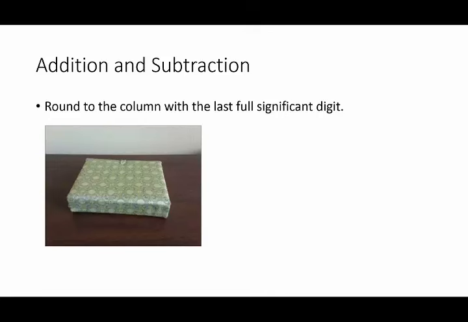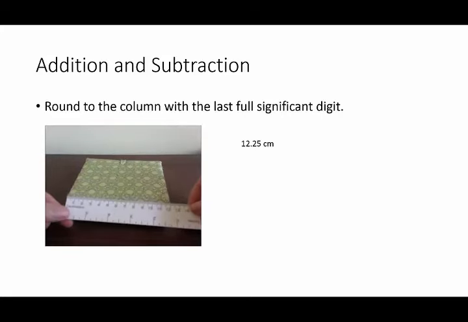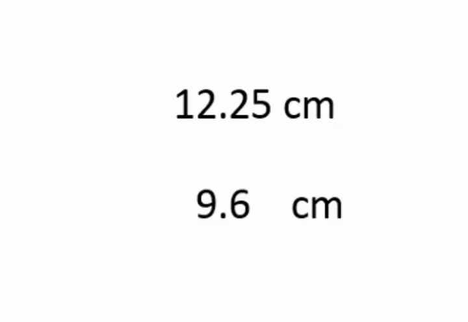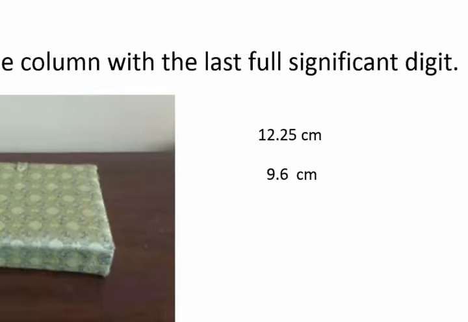So in my example, I'm going to measure this box, just a couple edges, and I'm going to add those two edges together. Now you see, I wasn't as precise on my second measurement as I was on my first measurement. So when I go to add these two together, I line them up like I did in grade school.